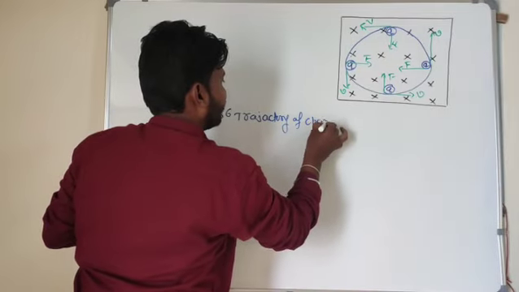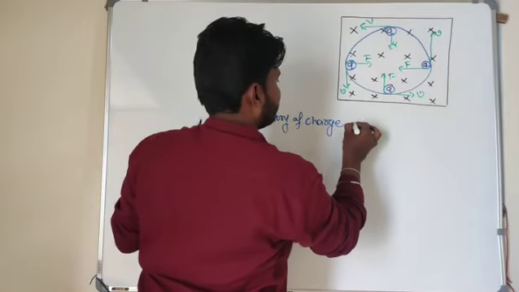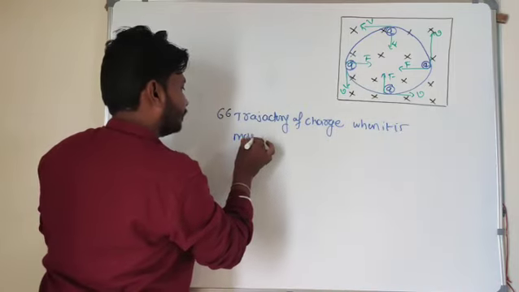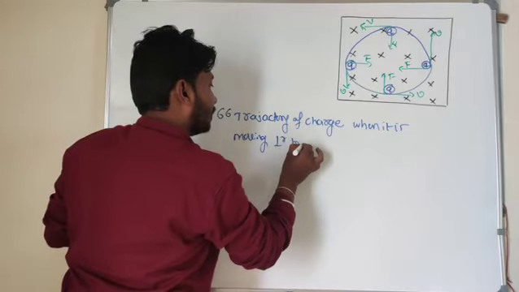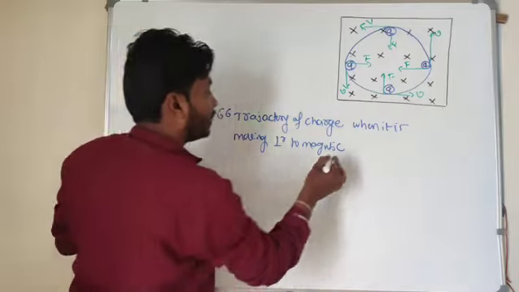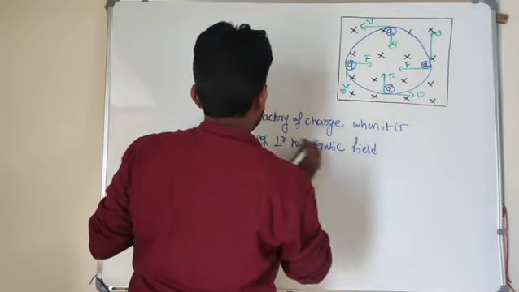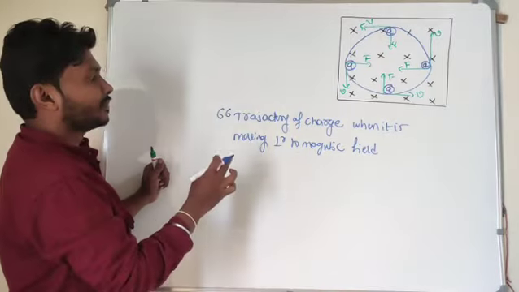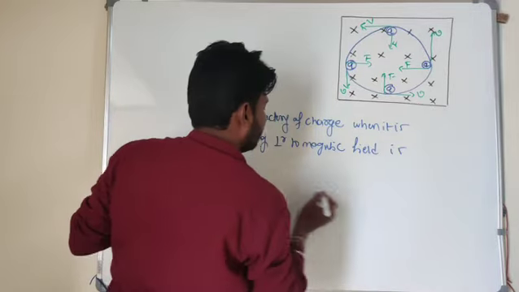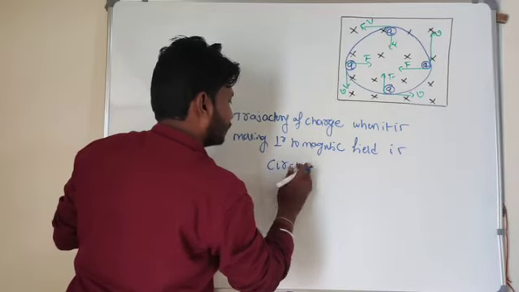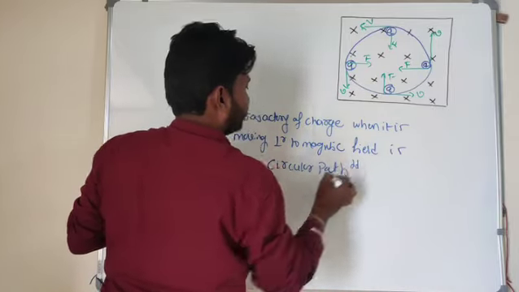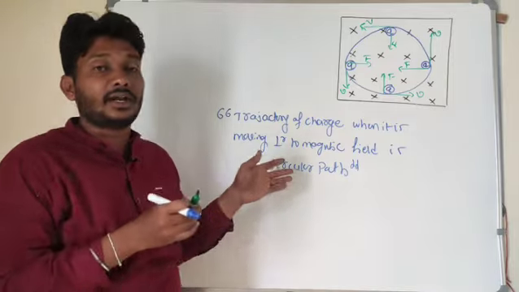Trajectory of charged particle when it is moving perpendicular to magnetic field. When the charged particle is moving perpendicular to the magnetic field, the trajectory of the charged particle is a circular path. Okay, this is the statement I need to understand here.